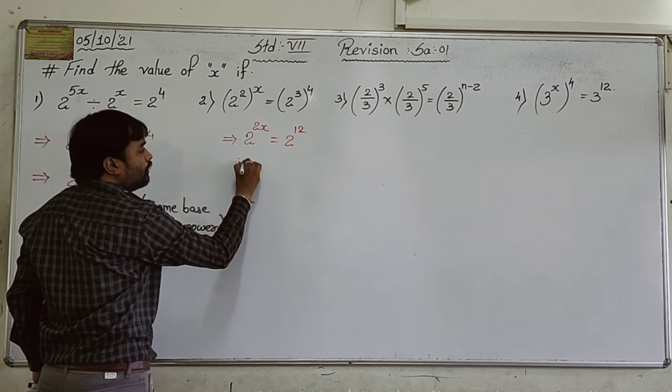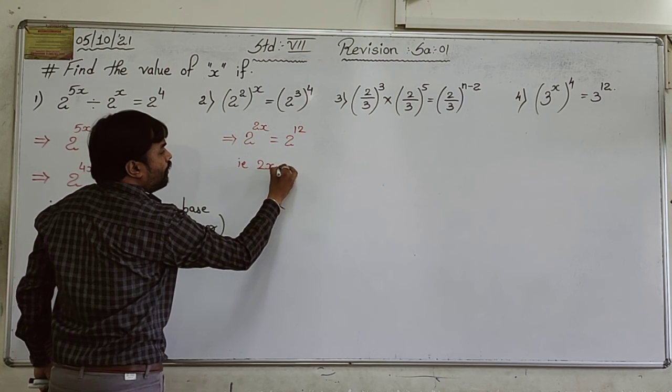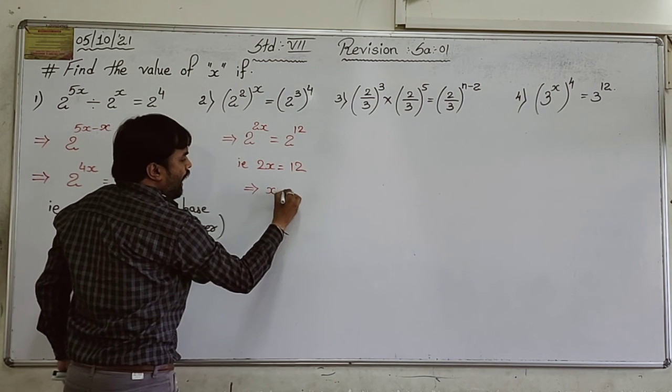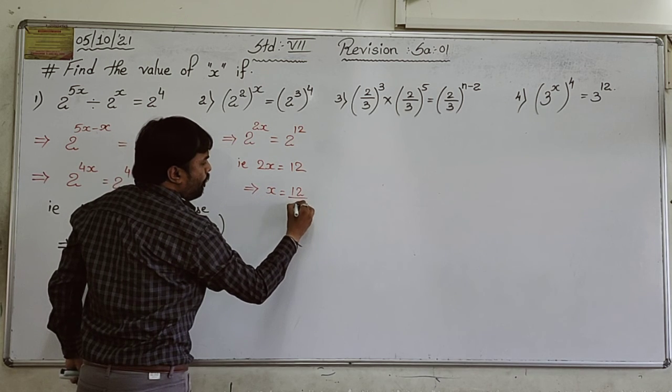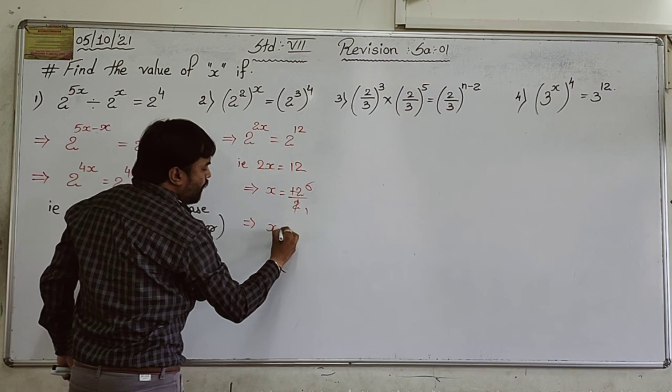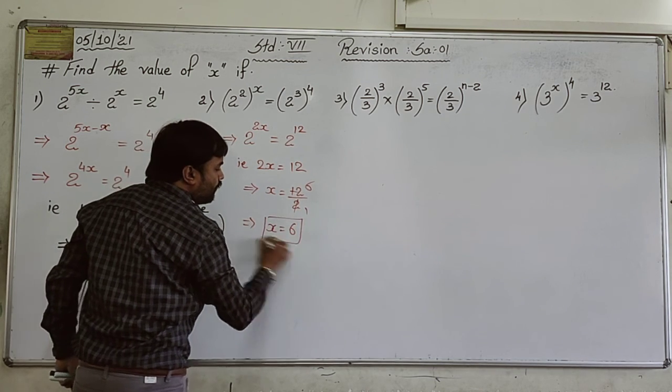Means what? Power. Powers are same. So 2x is equal to 12, which implies x is equal to 12 upon 2. 2 sixes are 12, which implies x is equal to 6.